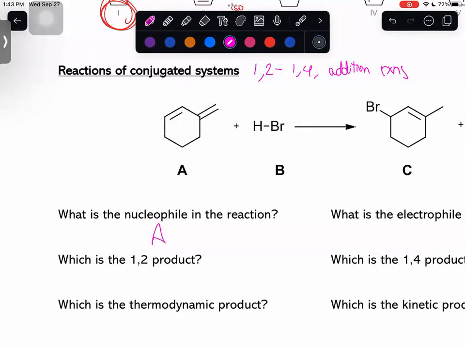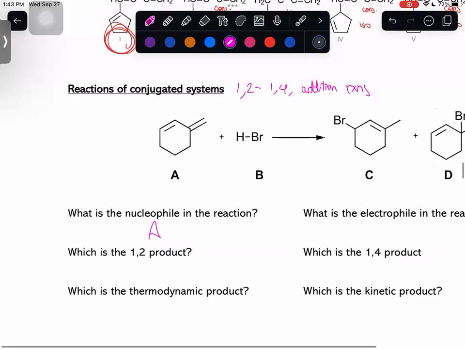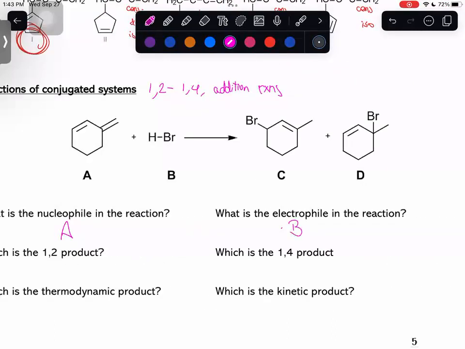Okay? And now, addition reactions. It should sound kind of familiar, like what we saw during chapter 8. Those were addition reactions. We are going to be getting rid of double bonds. So more specifically, we're only going to get rid of one double bond. Okay? And now, the electrophile, it should just be B.